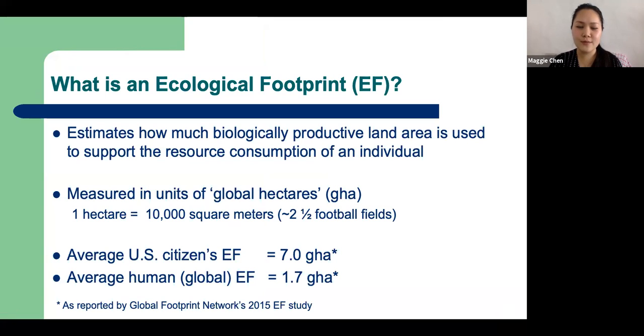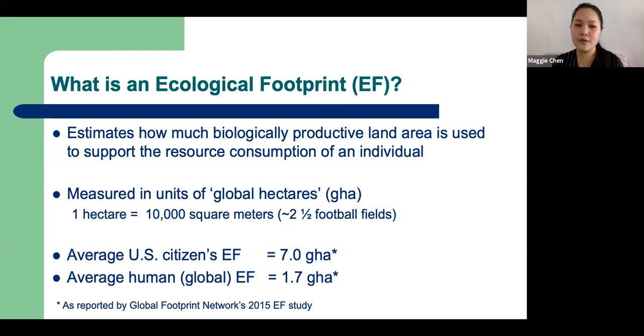So your ecological footprint is basically how much biologically productive land area is needed to support the resource consumption of an individual. So for one person, how much productive land do you need to support that person? It's measured in global hectares, or GHA. Around 1 hectare is around 10,000 square meters. To put that in context, that's around 2.5 football fields.